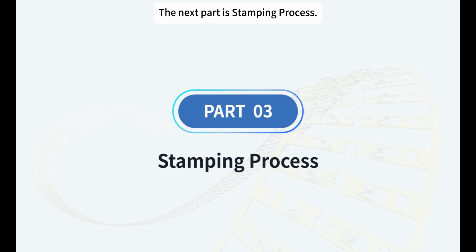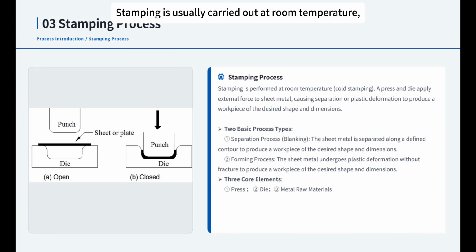The next part is the stamping process. Stamping is usually carried out at room temperature, a process commonly referred to as cold stamping. A stamping press and die apply force to sheet metal, causing it either to separate or undergo plastic deformation. This produces a part with the required shape and dimensions.